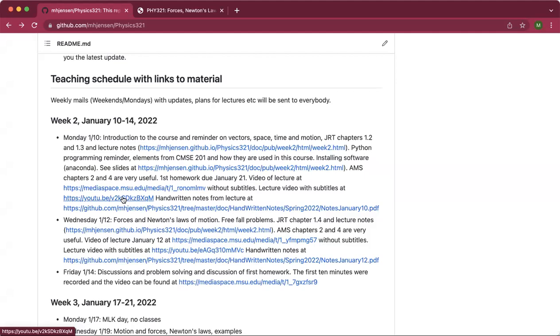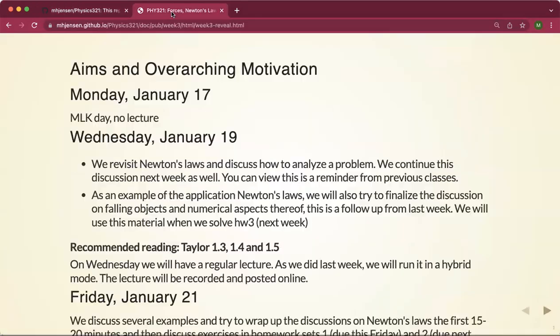Okay, so this is where you find basically the weekly schedule and the teaching plan and what we have done. Now, if we go back to the topics this week, what we want to do now is actually to revisit Newton's laws, and we are going to look at perhaps a not too exciting problem. That's of a falling object, and that's going to be the topic.